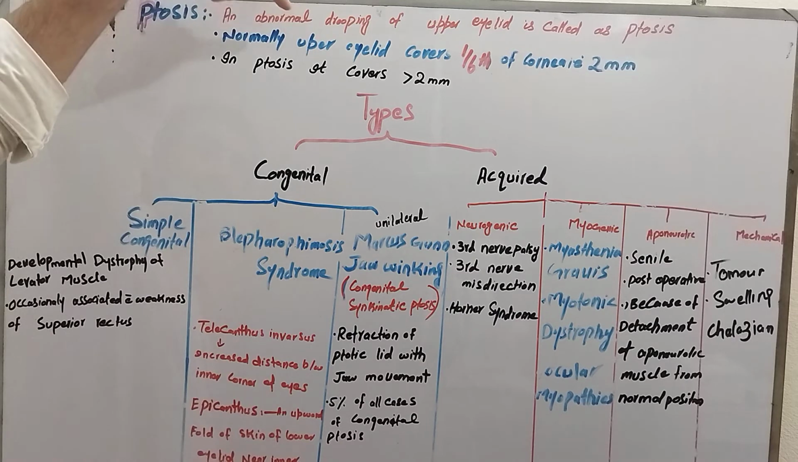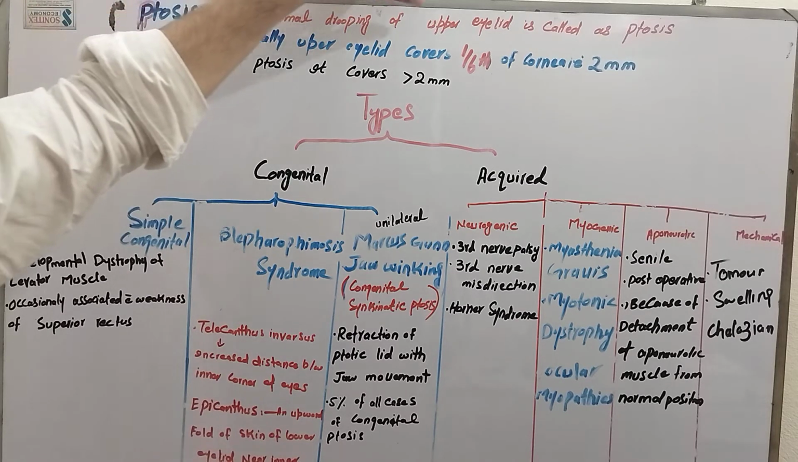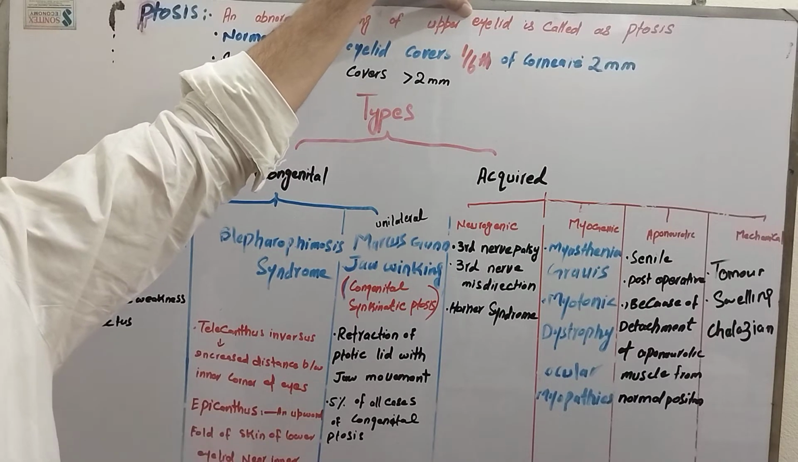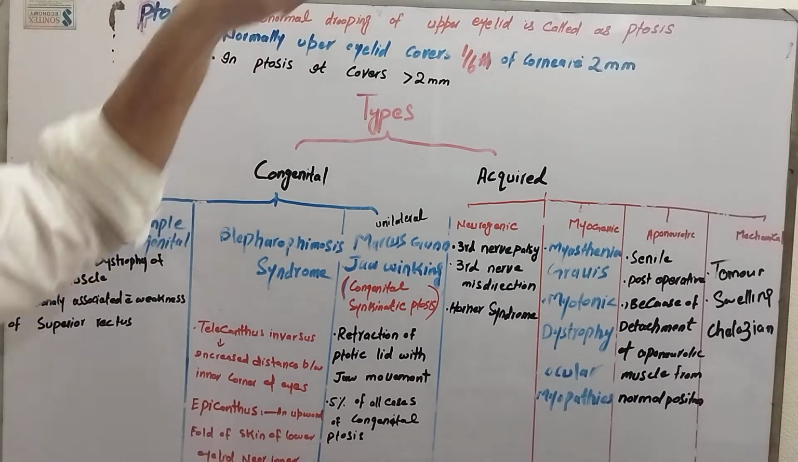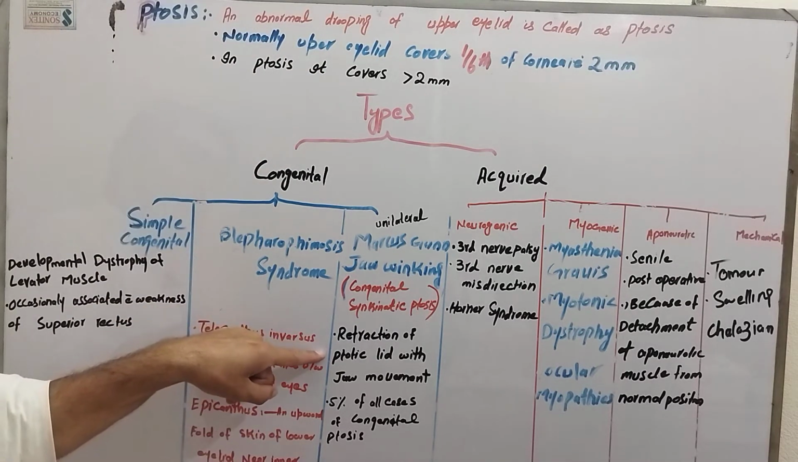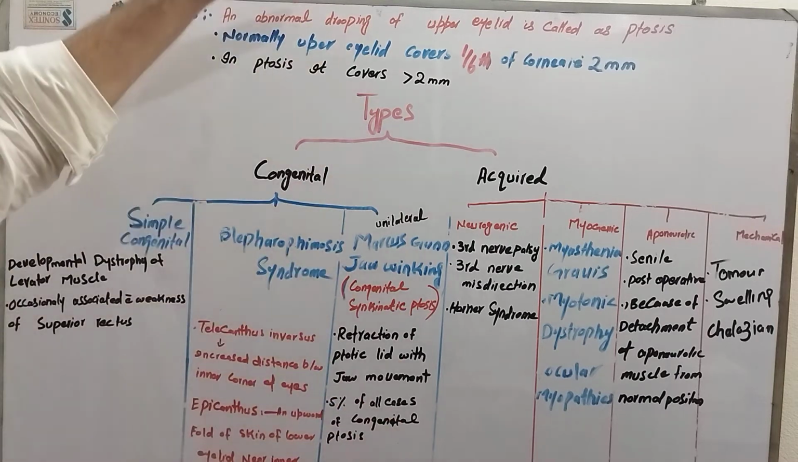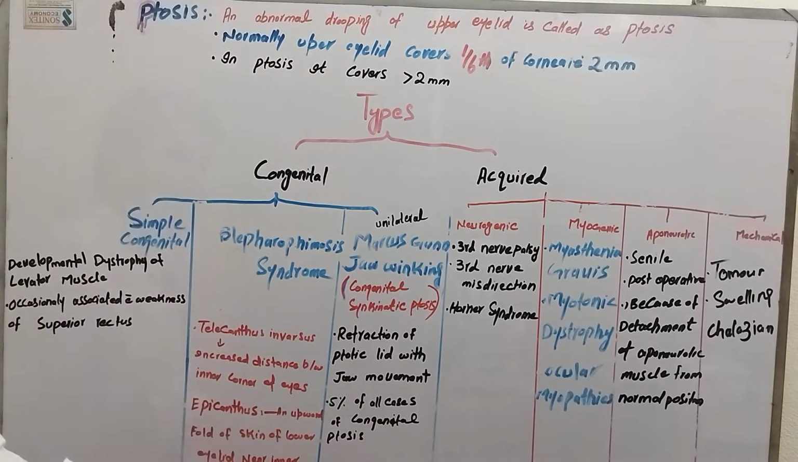This is retraction of the ptotic lid with jaw movement. I have already told you that in ptosis there is drooping of the upper lid, so the ptotic lid is the upper lid. When we open our mouth or move our jaw, the upper lid moves upward, otherwise it is drooped down. Always remember, this is 5% of all cases of congenital ptosis.